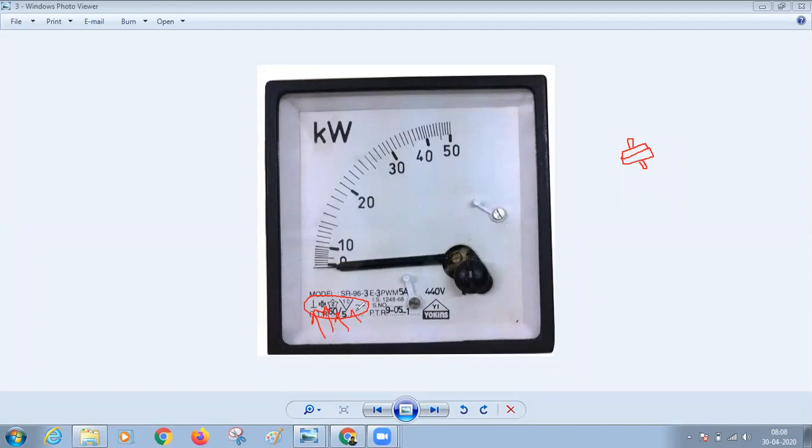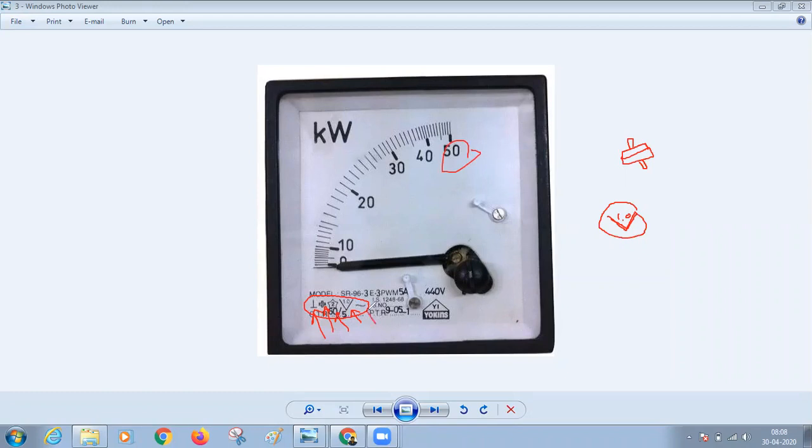And the fourth symbol is given like this, 1.0 with a letter V inside, right? This means there is some error for this meter, which is 1%. This V symbol means the meter error is with respect to what value? With respect to the maximum value. The maximum value for this meter is 50 kilowatts. So 1% of 50 is the error for this meter.